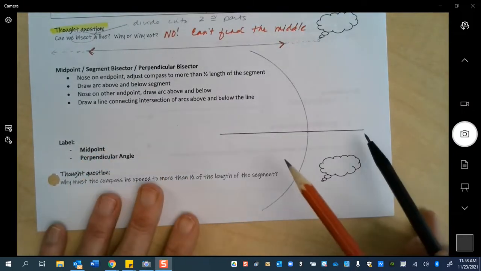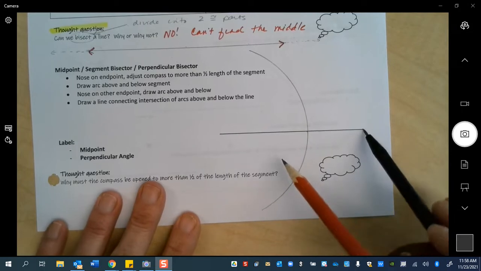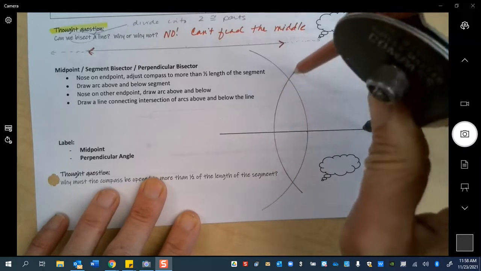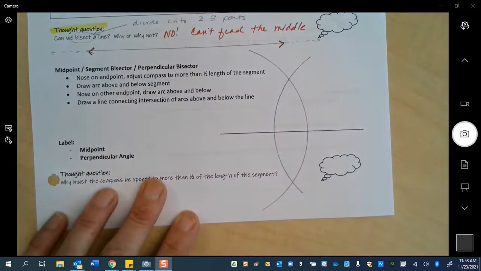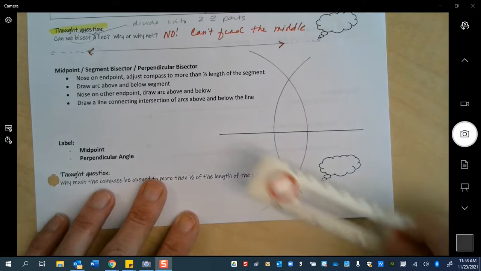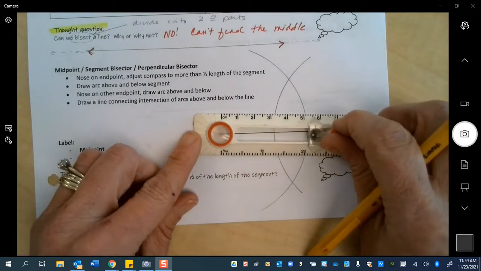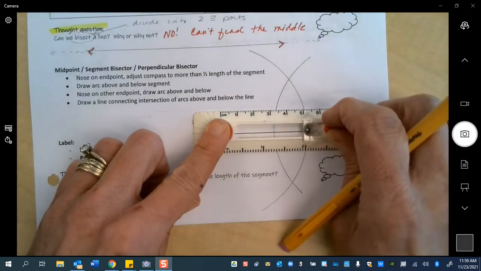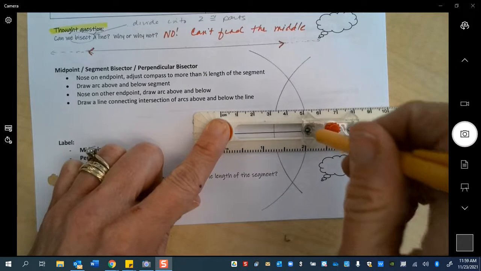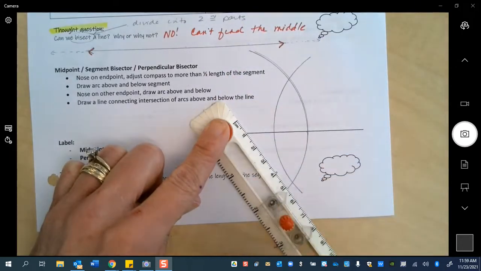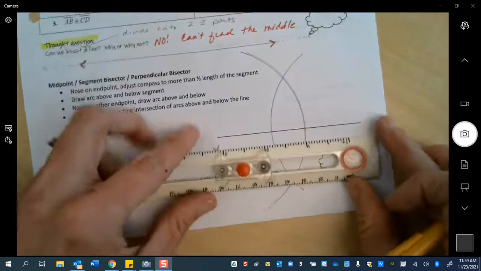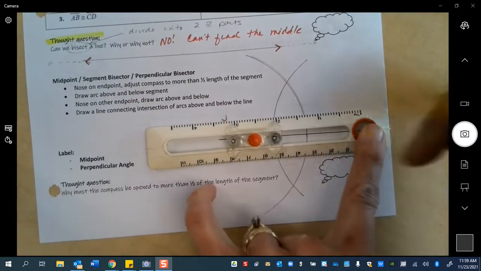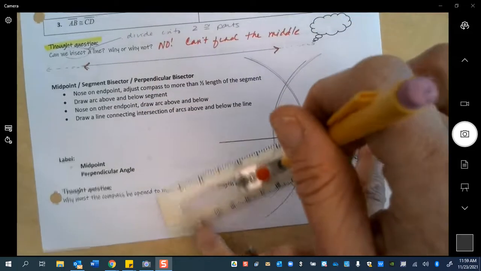You're going to put the nose on the other endpoint, and you're going to draw an arc below and above. If you're using our bullnose compass, you're going to put your nose here, and you're going to make your slide at least more than half, and you're going to draw an arc above, same distance. You're going to draw an arc from the other endpoint above and below.